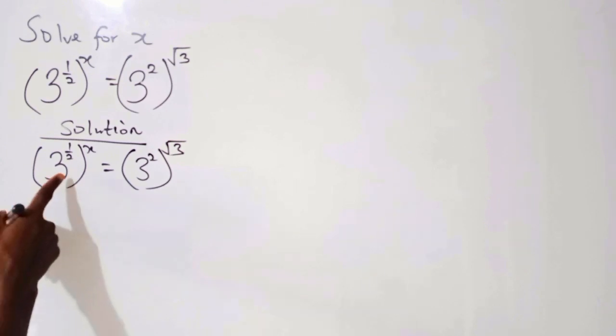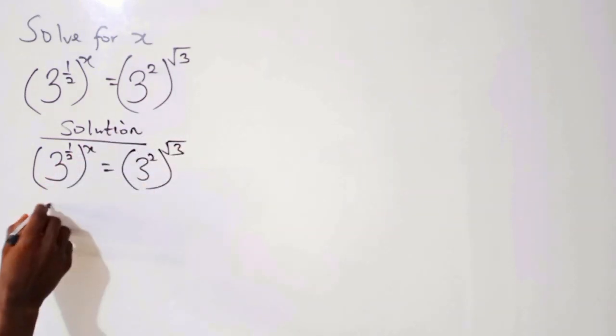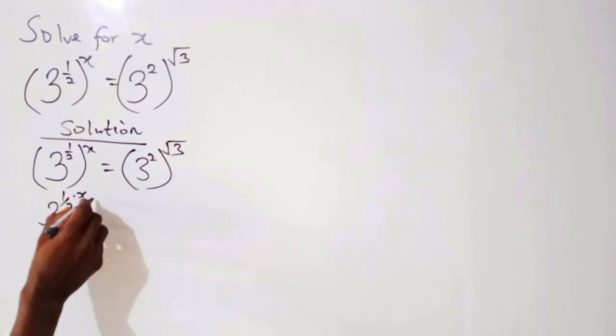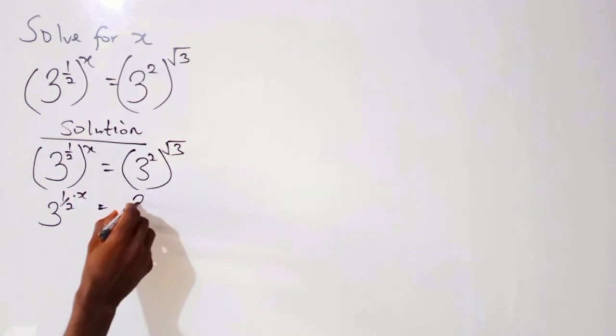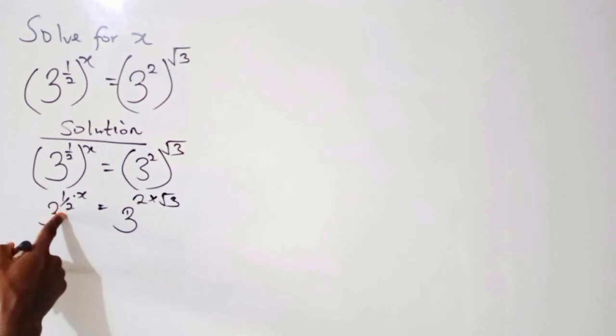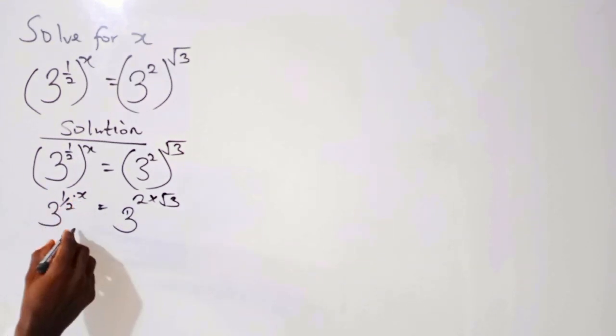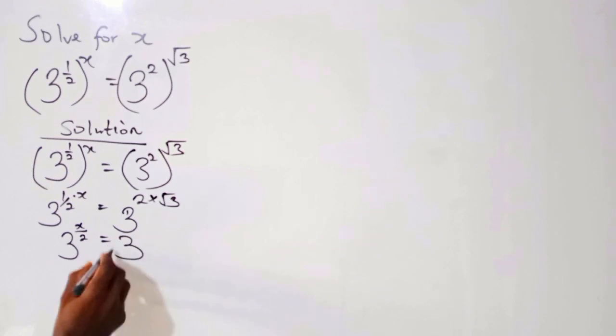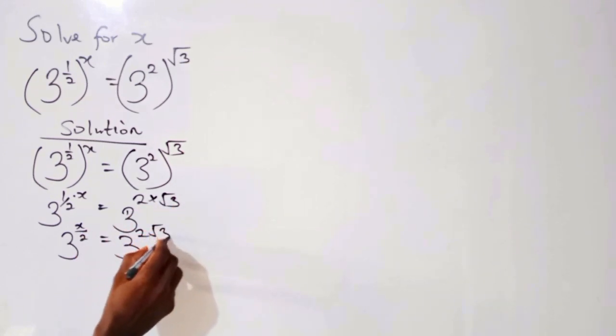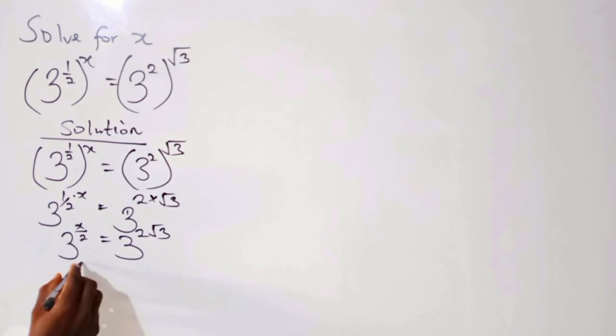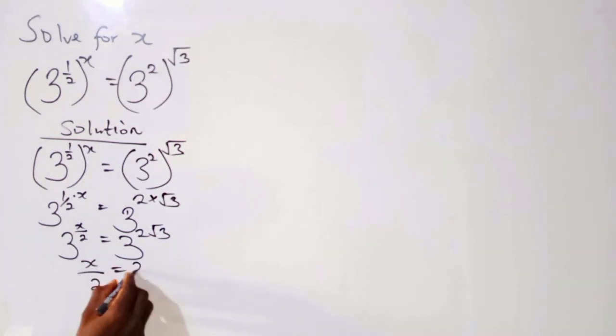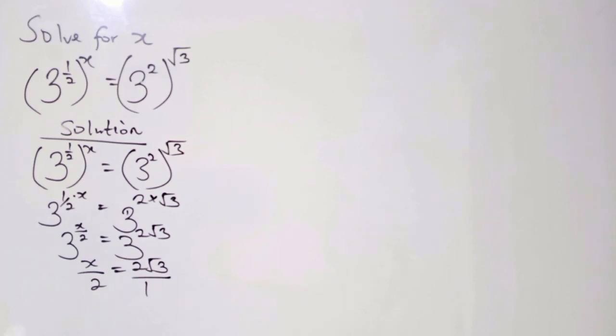We apply the exponent rule. So here we have 3 raised to power 1 over 2 times x equals 3 raised to power 2 times root 3. Here 1 over 2 times x is x over 2, equals 2 times root 3 is 2 root 3. So we have the same base. So let's equate the exponents. So we have x over 2 equals 2 root 3 over 1. To get x, we cross multiply. x times 1 is x. 2 times 2 root 3. So this gives x equals 4 root 3.